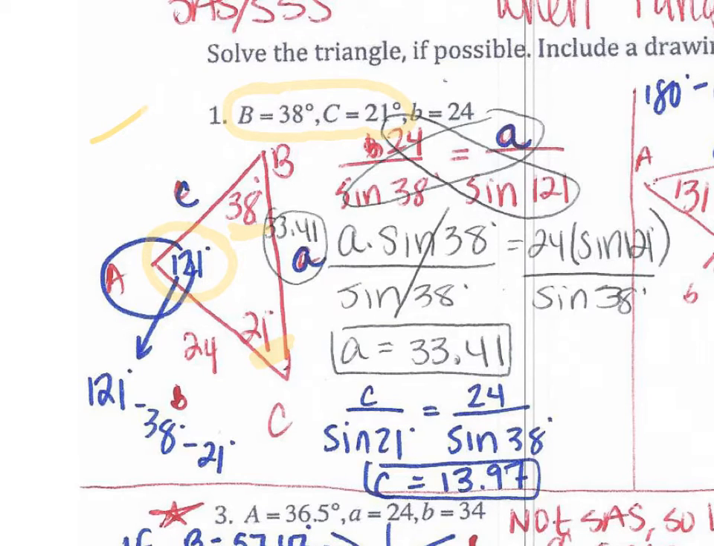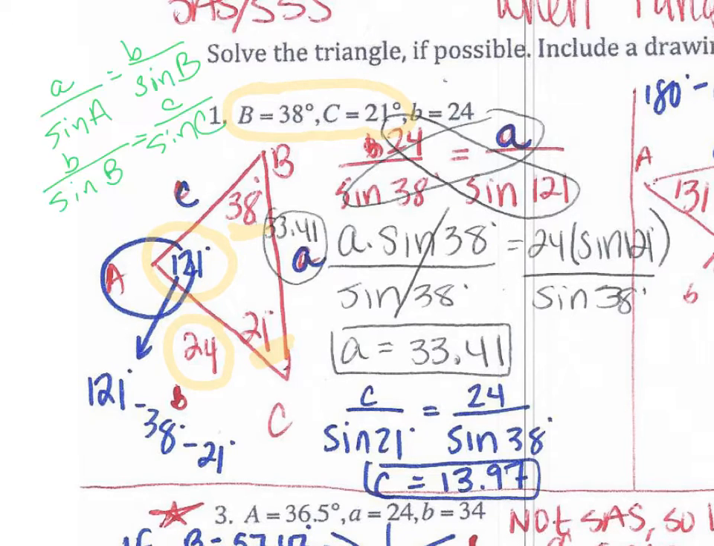If one side is given, so we know B, opposite of big B is little b, so it's 24, you can then use law of sines to find the other sides. So to find the other two sides, you just have to remember the law of sines formula. You can set up little a, little b, or little c, whichever side you want, over the sine of that angle. Little a over sine A can be set equal to little b over sine B, or little b over sine B is equal to little c over sine C.